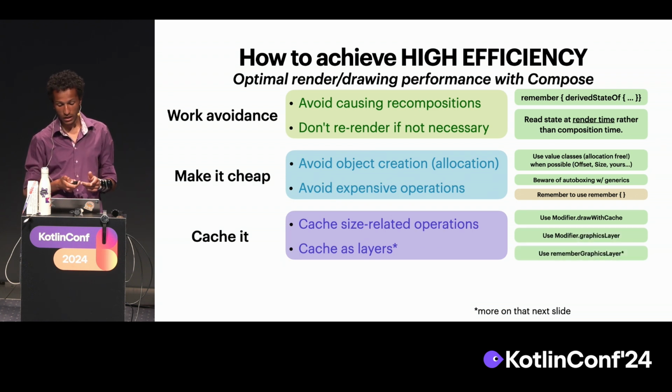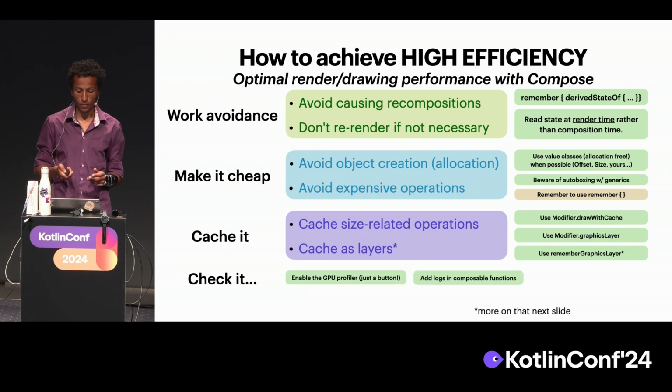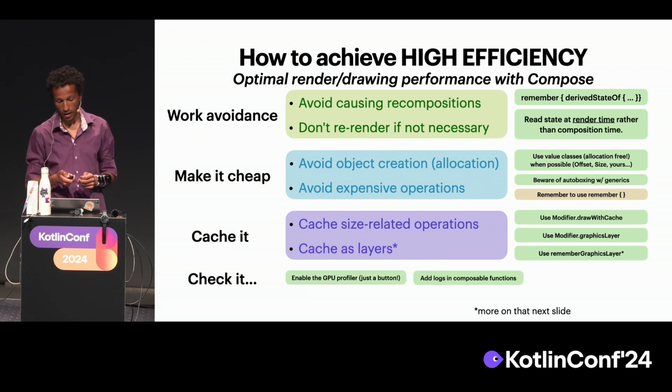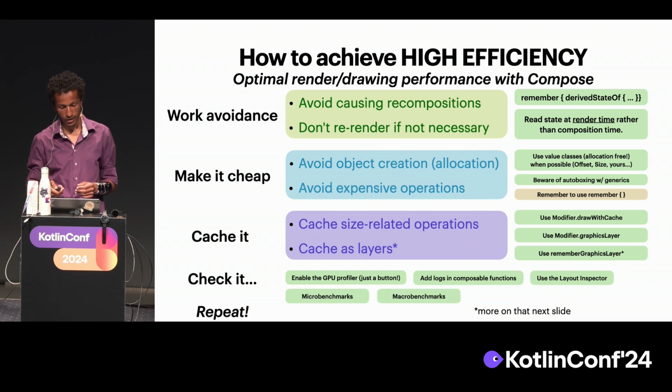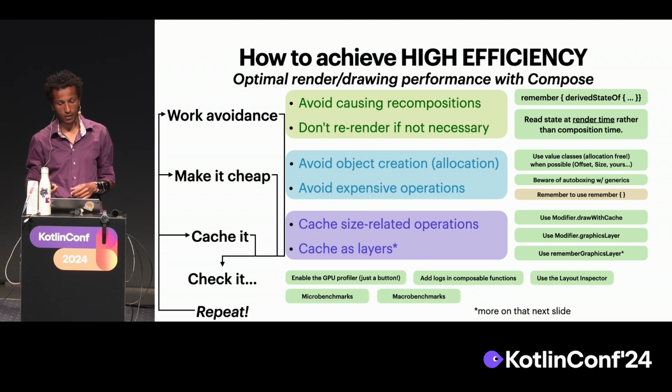There's modifier graphics layer and remember graphics layer, which are two ways to do the same thing. And then check it with a GPU profiler, which is just a button on Android. There are also logs that you can put in the composable function just to see when your code is rendering. That's the old way and still works. And you can use the layout inspector. You can also benchmark, of course, and repeat that cycle over and over until you are satisfied and it's efficient enough.